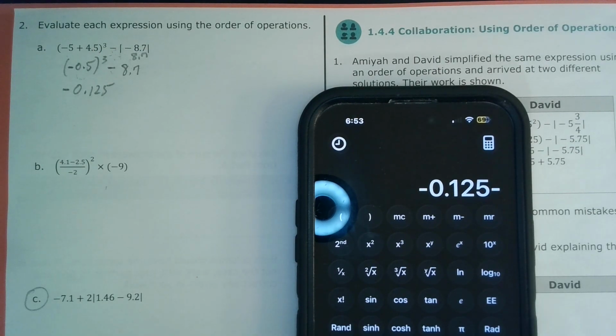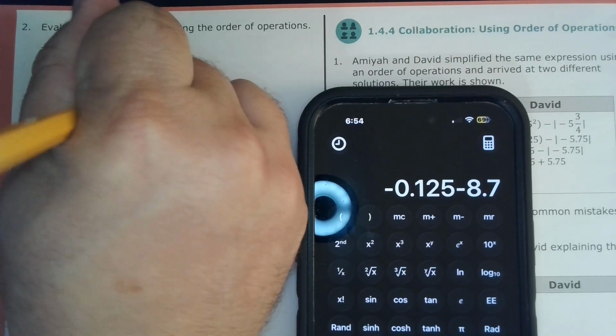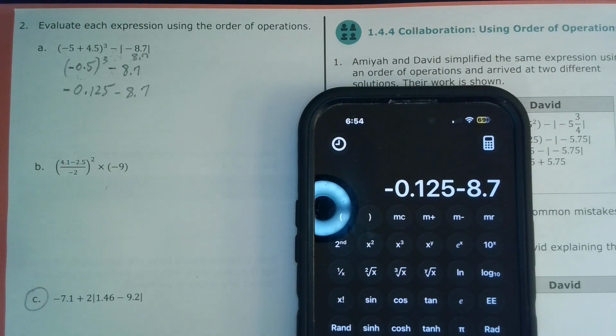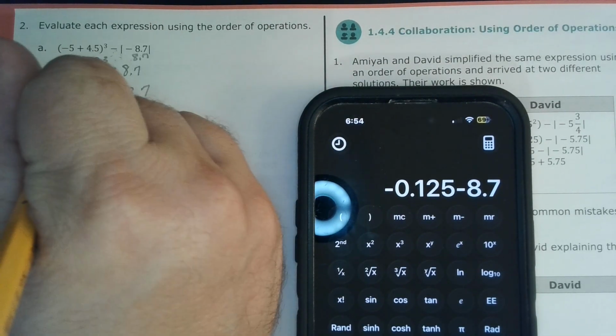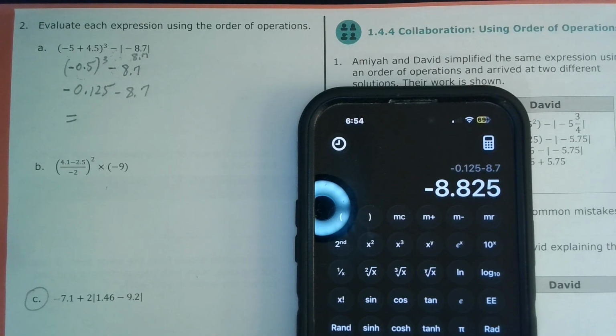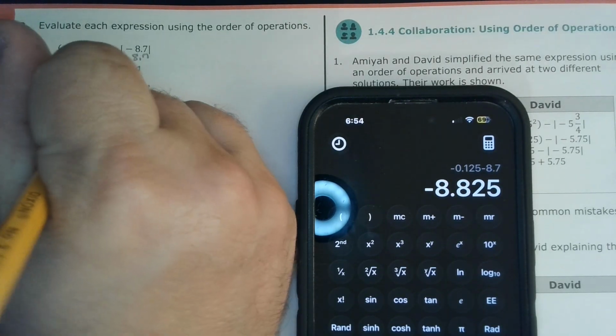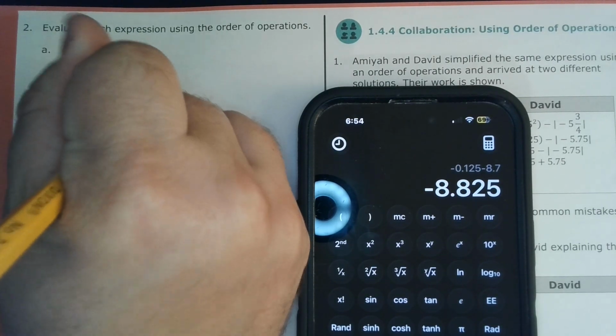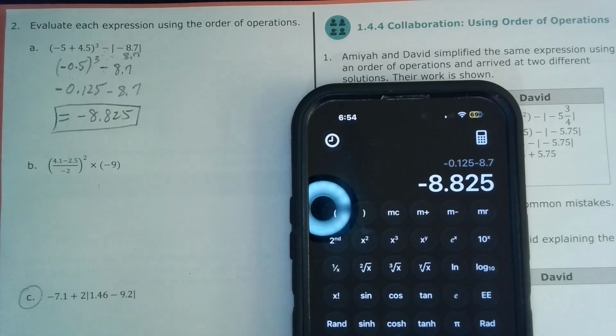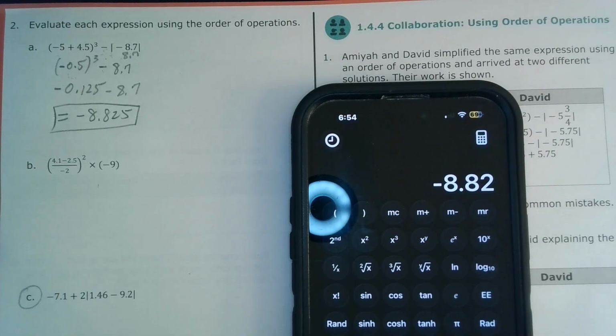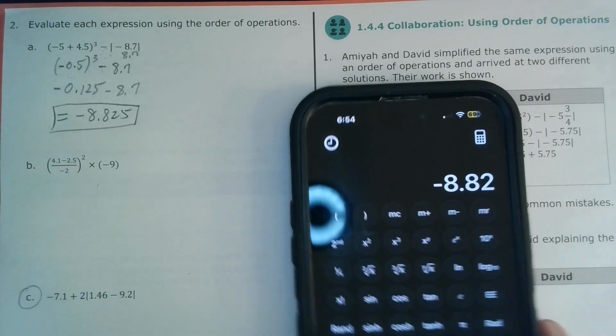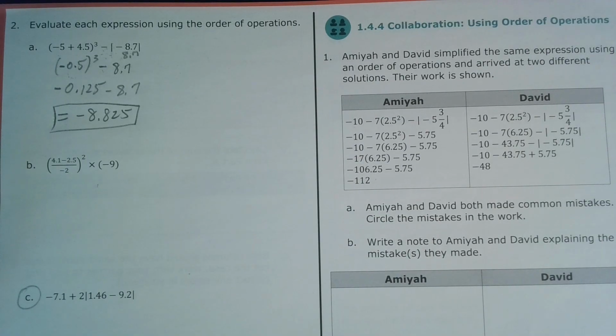All right, so minus 8.7. So that's going to equal negative 8.825. Okay, so you can see my camera right there.